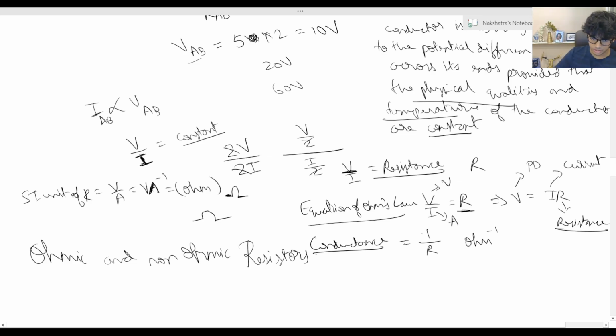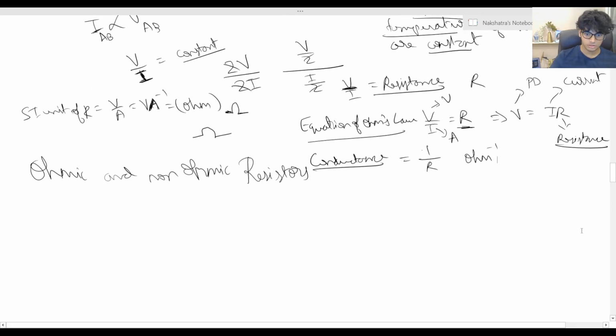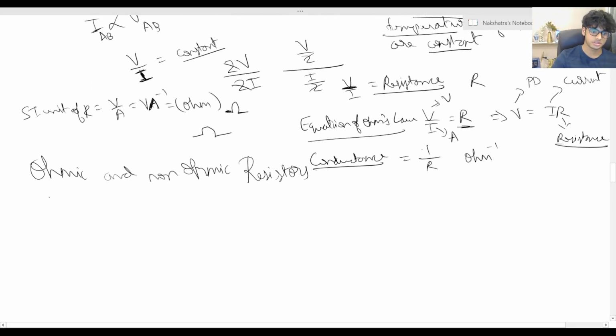Now there are two types of resistors. A resistor is anything which provides resistance, very simply. Resistor is something which provides resistance.